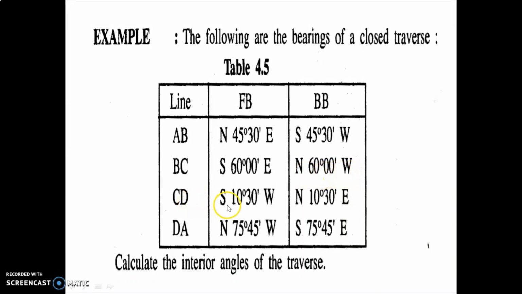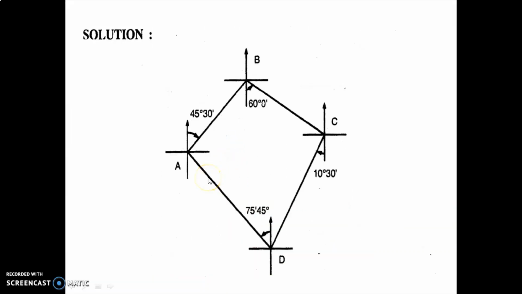CD is given south 10 degree 30 minute west, and the back bearing is given north 10 degree 30 minute east. For line DA, the fore bearing is north 75 degree 45 minute, and the back bearing for line DA is south 75 degree 45 minute east. Calculate the interior angles of the traverse. Okay, this is your example. So how will you do it? Again, you have to draw the traverse.